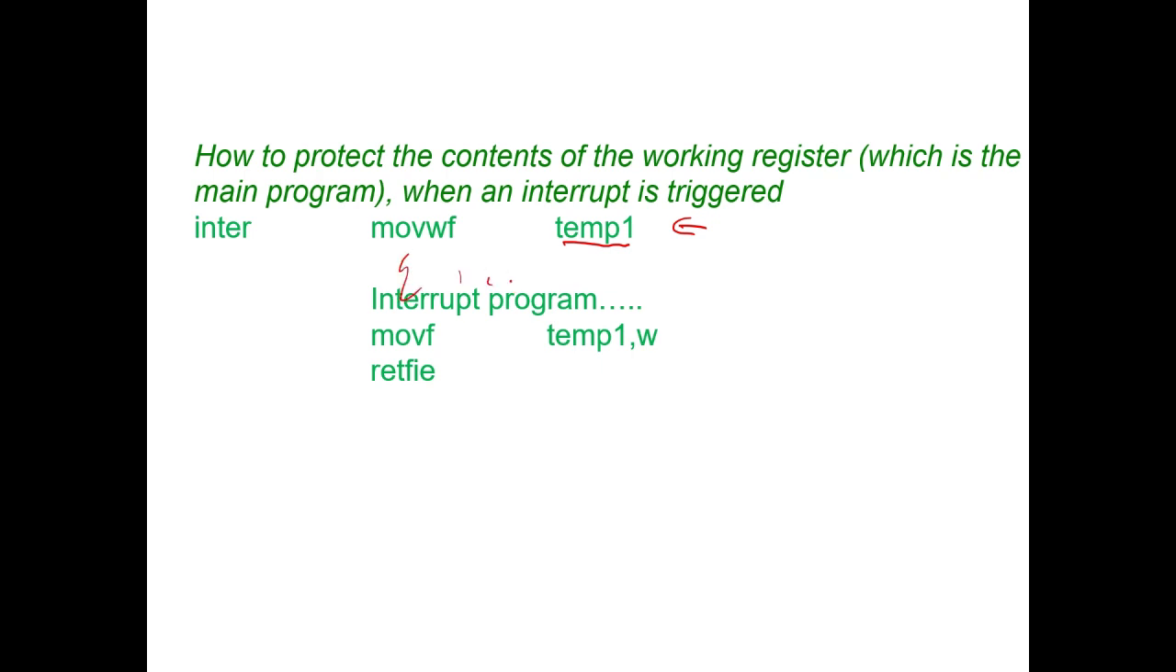Do all your program. There's your program, blah, blah, blah. Make sure you do a bit clear file INTCON, 1, as I previously said. And then just before you return from interrupt enable, make sure you move the file temp1 back into the working register. Okay. Just a note, sometimes the examiner uses, instead of the working register, they put the number 0.